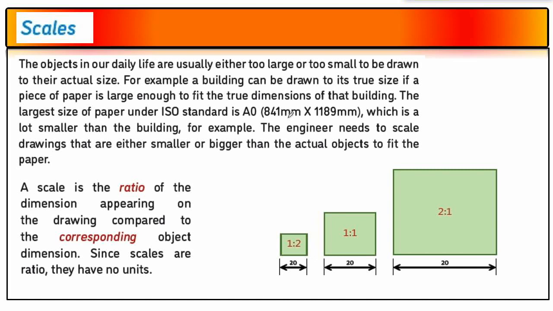Next, we have something called a scale. Now, the meaning of a scale is just the ratio of dimensions appearing on the drawing compared to the original object. Since scales are a ratio, they have no units. As you can see, these pictures on the right represent different types of ratios. We call this one 1:2 ratio, 1:1, and 2:1. I'll explain that in detail in the next slide.